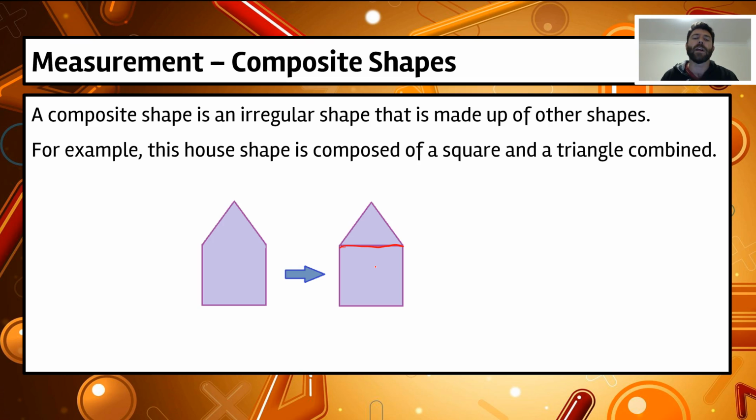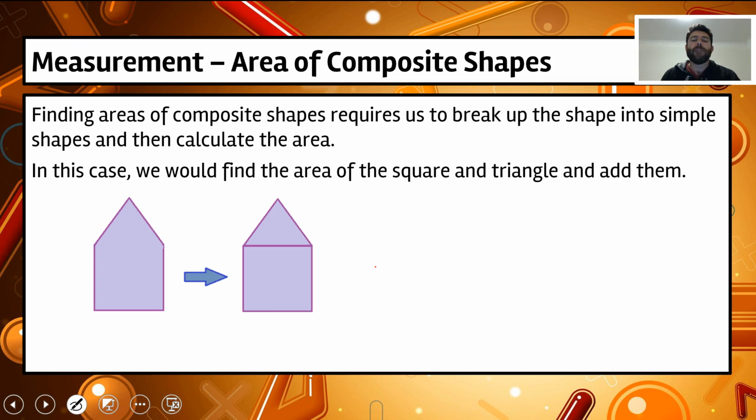make that house shape. If we're looking to find the area of these shapes, what we actually need to do is break them down into those shapes and then calculate the area of each of those shapes separately, and then either add them together, or depending on how we're going to calculate them, we may need to subtract some areas there. But in this case, you can see we've got our triangle here and our square here.